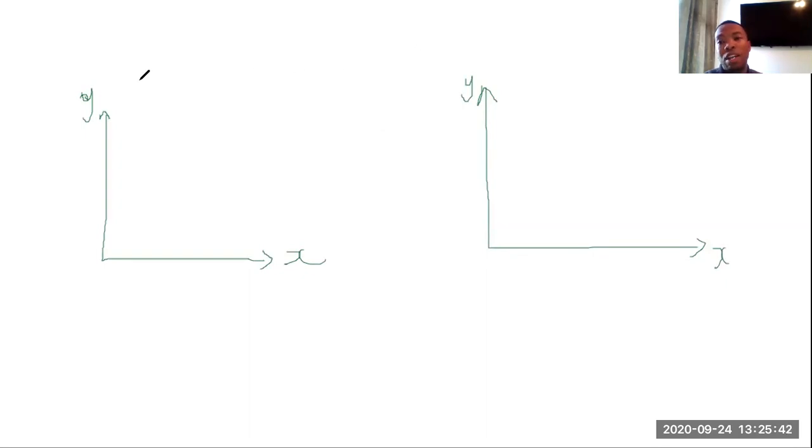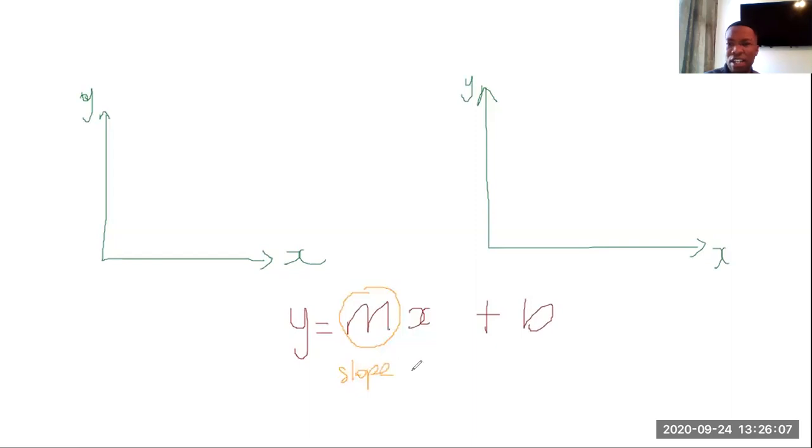So two things I want us to realize about the slope. Remember we were looking at y equals mx plus b. M is the slope, and it kind of tells where the line is going, like the direction of the line. And then b is the y-intercept, and this tells where on the y line the line crosses.